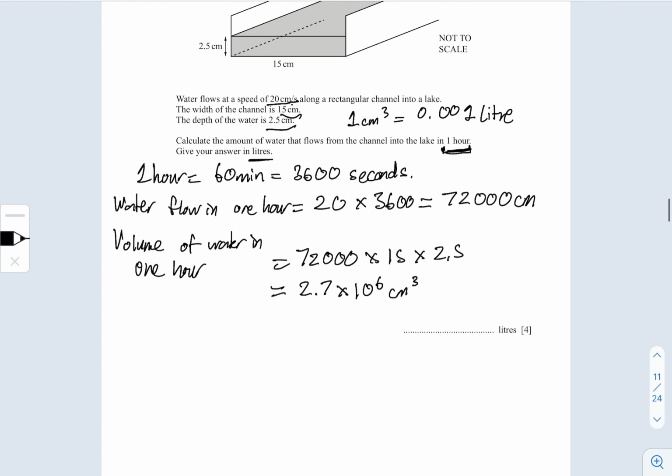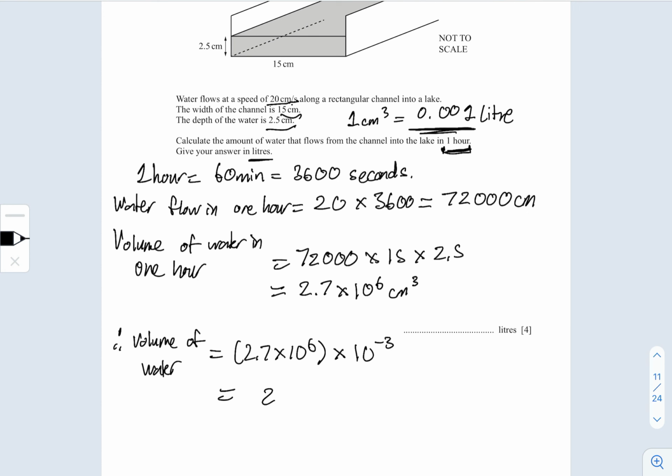Now that we know the volume of the water in cm cubed, we need to convert it to liters. Therefore, the volume of water equals 2.7 times 10 to the power of 6 multiplied by 10 to the power of negative 3, which is from here. Therefore, you would get 2700 liters. And that's the final answer.